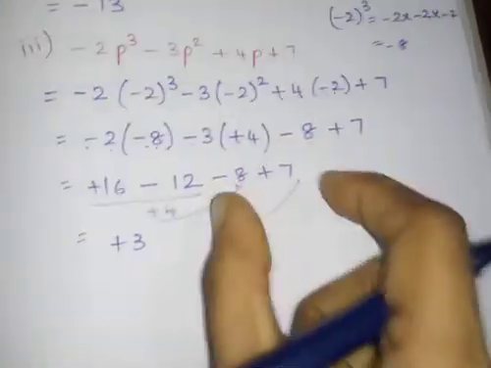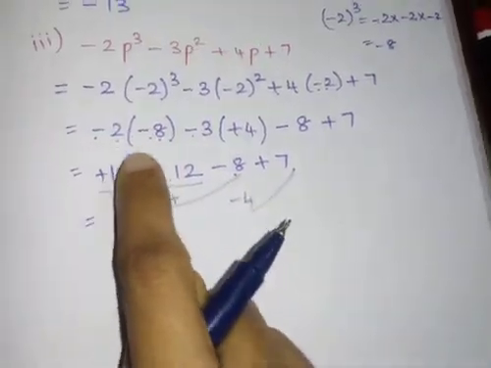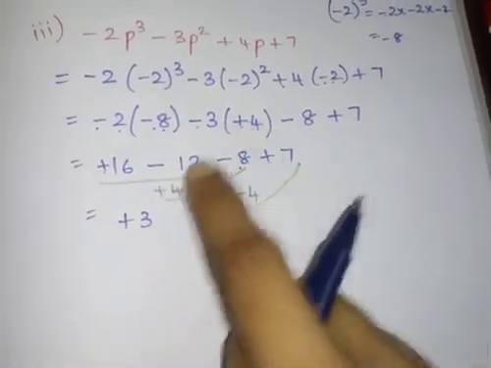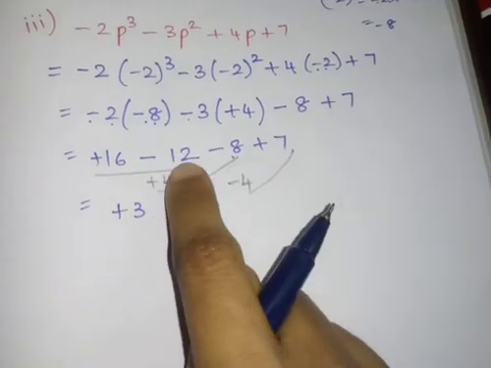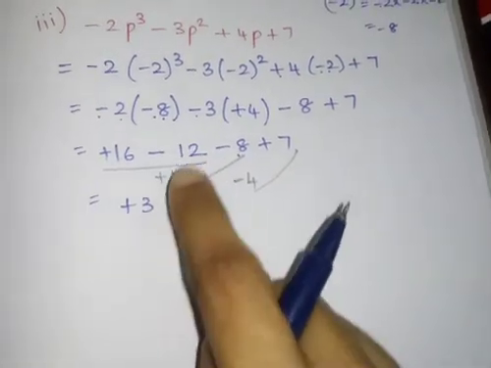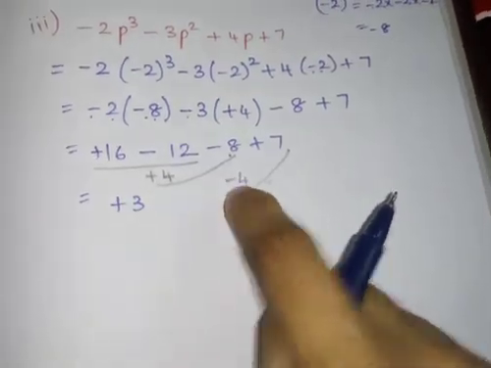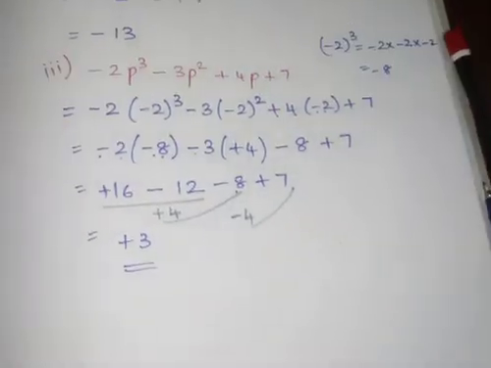Just do it step by step. This is very much important. Minus into minus plus, 8 2s are 16. Minus into plus minus, 4 3s are 12, minus 8 plus 7. Now 16 minus 12 is plus 4. Plus 4 minus 8 is minus 4. Minus 4 plus 7 is plus 3. So plus 3 is your final answer.